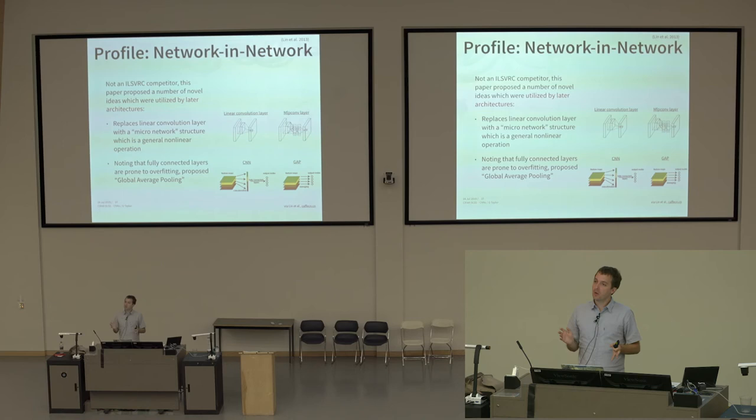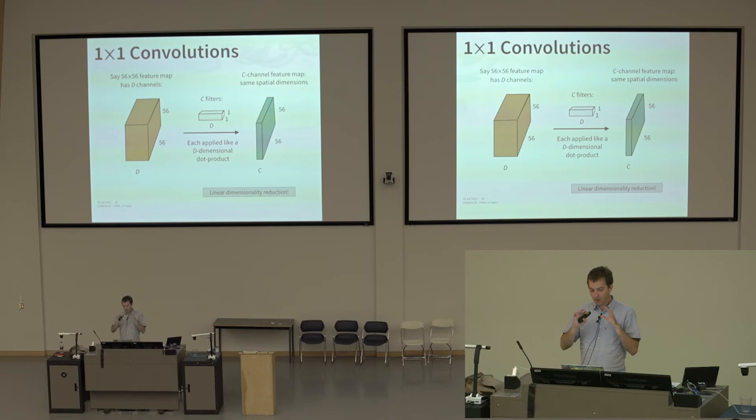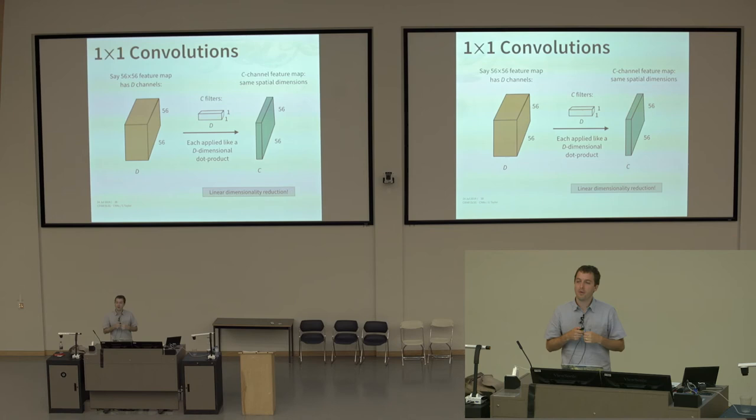The traditional way to do this is via one-by-one convolutions. This might seem totally crazy to you: convolving with a one-by-one kernel, what does that mean? But it is basically a collection of dot products happening all over the image. This usually happens at the end of a network, but it can also happen during the network. Say you have a collection of feature maps at a particular layer, the spatial dimensions are 56 by 56, and there are D of them.